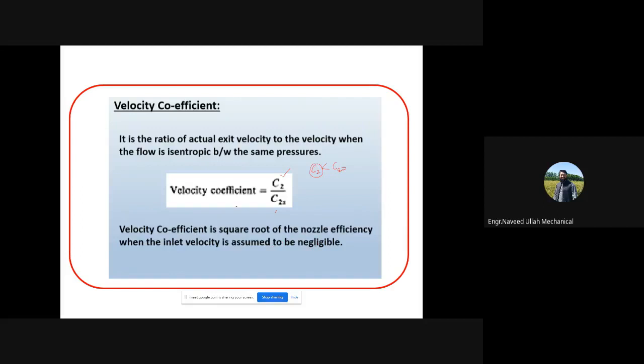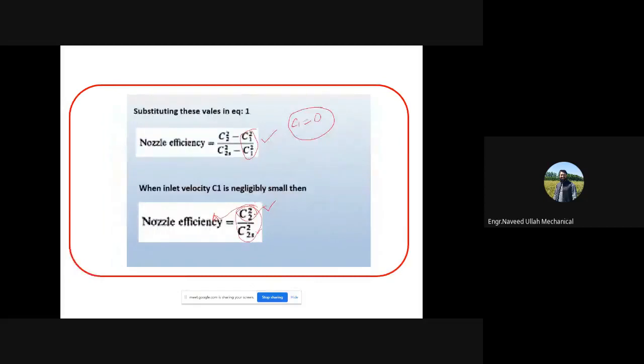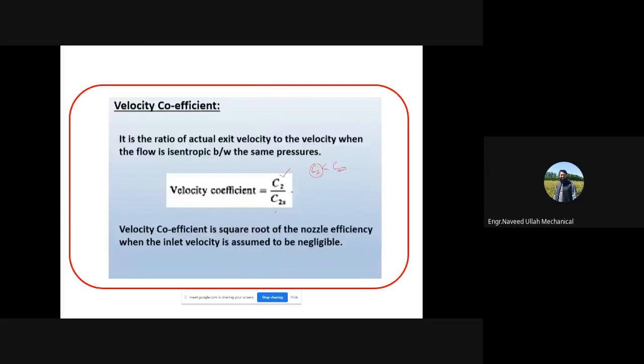So yahan pe aap dekh sakte hain na, previously hamare paas efficiency jo hai wo ye thi, okay? To iska agar aap square root le lena nozzle efficiency ka, so you can get this C2 by C2S, ठीक है, that is what velocity coefficient. तो ये velocity coefficient जो है ना, क्या है? Let's say for example this is 0.98, for example, ठीक है?